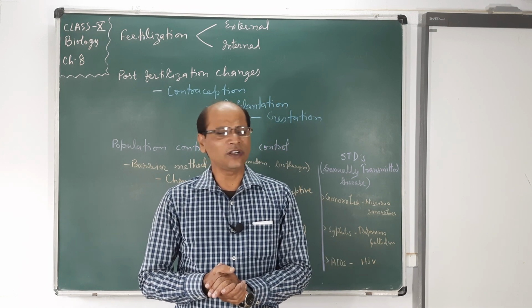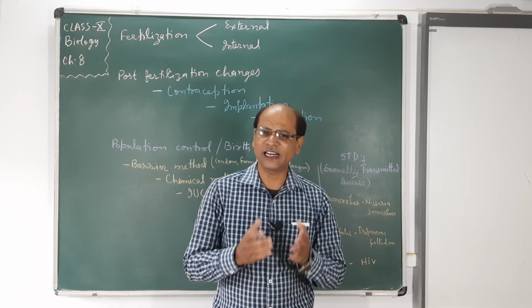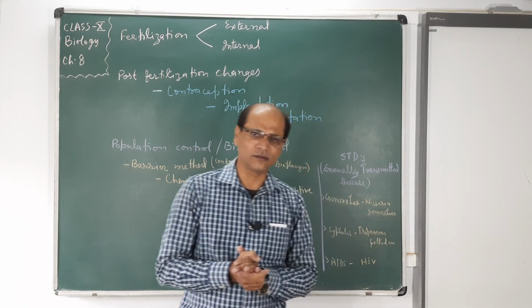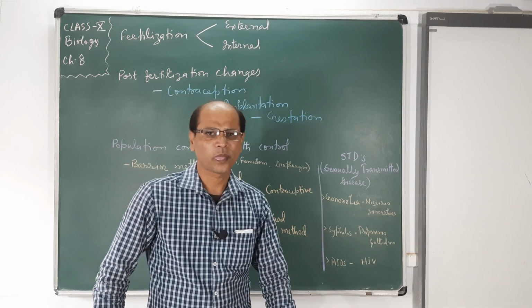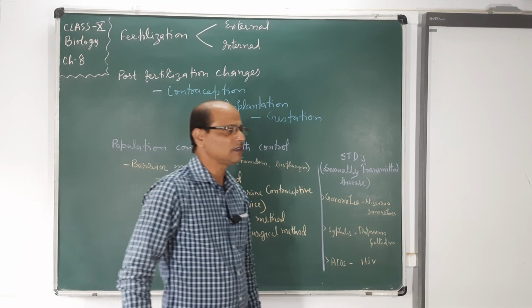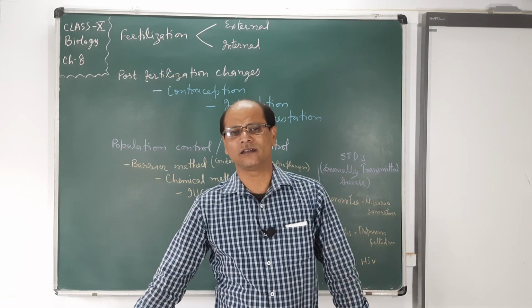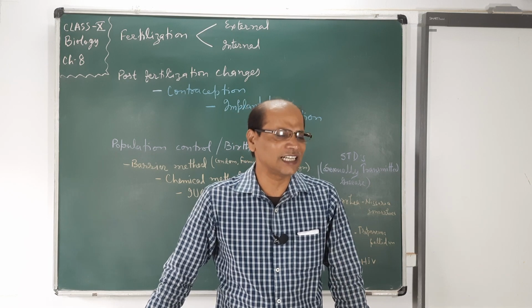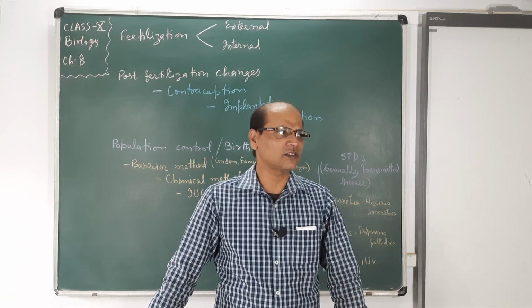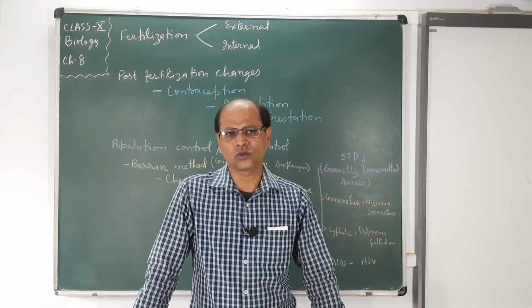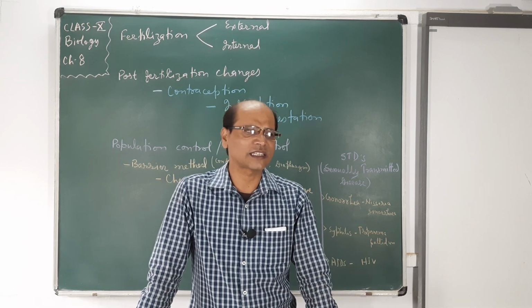We already discussed the male reproductive part, and the gamete produced by the male reproductive part, that is the sperm. We already discussed the female reproductive part and the gamete produced by the female reproductive part, that is the ovum, and how fertilization takes place. What are the parts of the male genital organ and female genital organ? We understood it in the previous class.